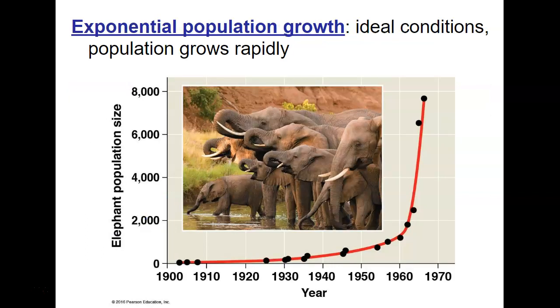Okay, so exponential growth, as I mentioned, includes ideal conditions. In this case, elephants are one example. And because there's unlimited resources, ideal conditions, tons of food, no predators, the population can just grow and grow and grow and grow.